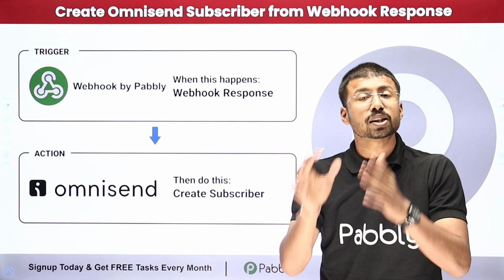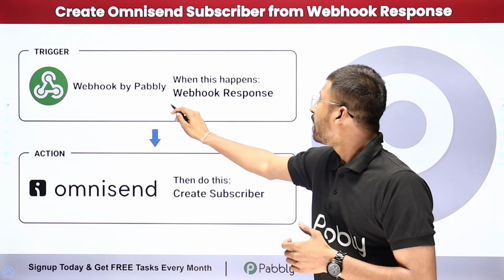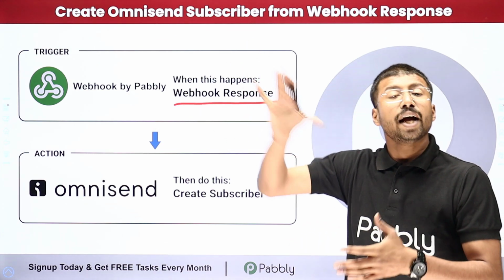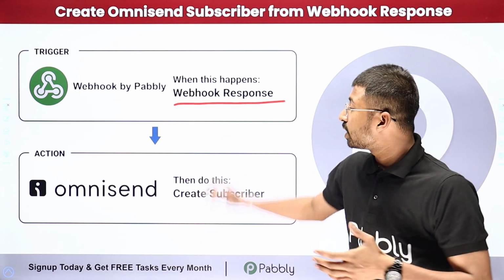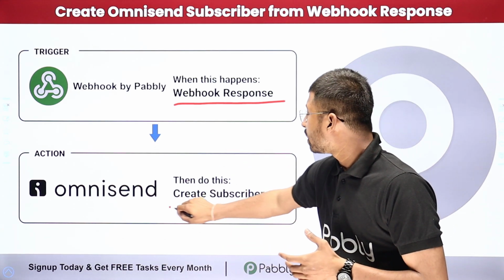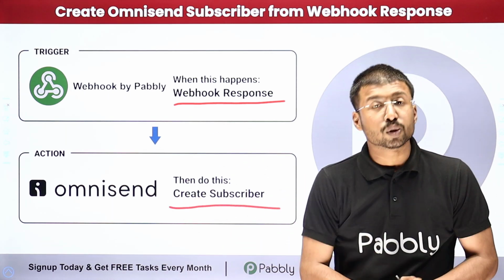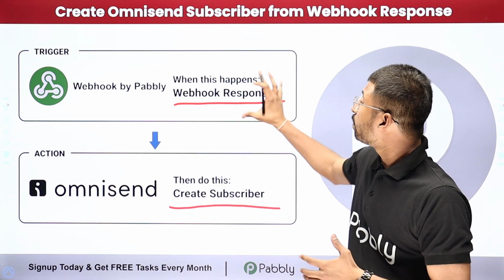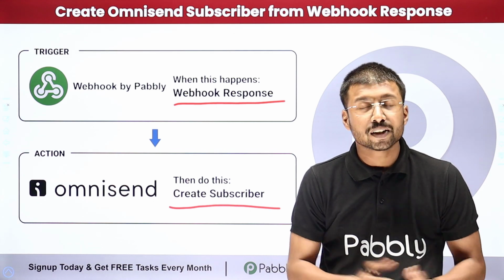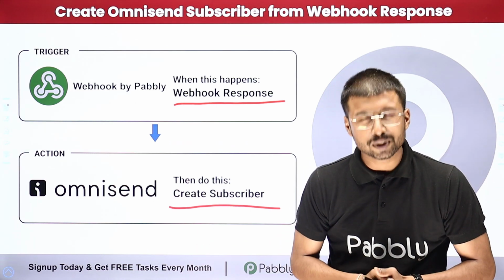All you have to do is just add the webhook URL given by Pabbly in that particular application. And then whenever you get the webhook response, automatically with the same responses, we are going to send the details to Omnisend and create a subscriber over there with the same details. Now, if you want to learn how you can set up this complete automation all by yourself, for that, you just have to come with me to my screen.